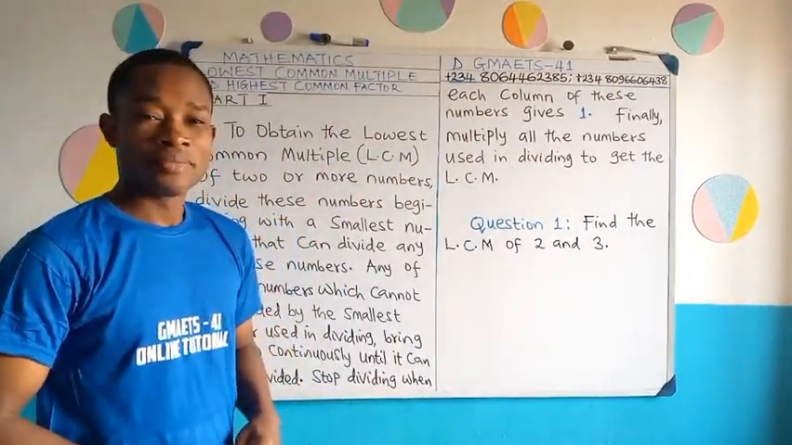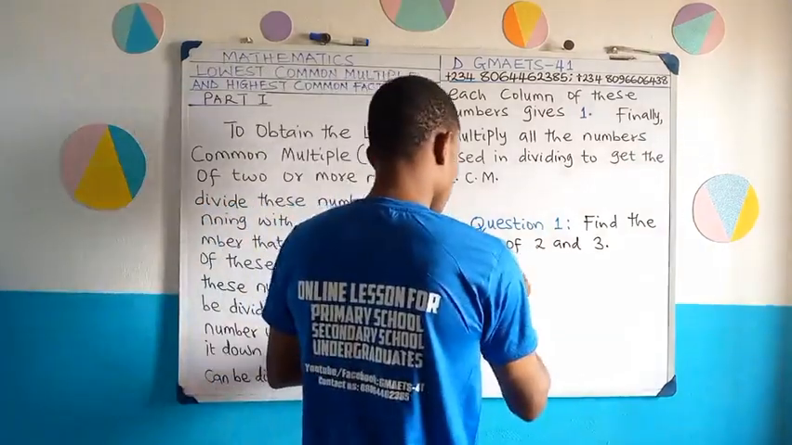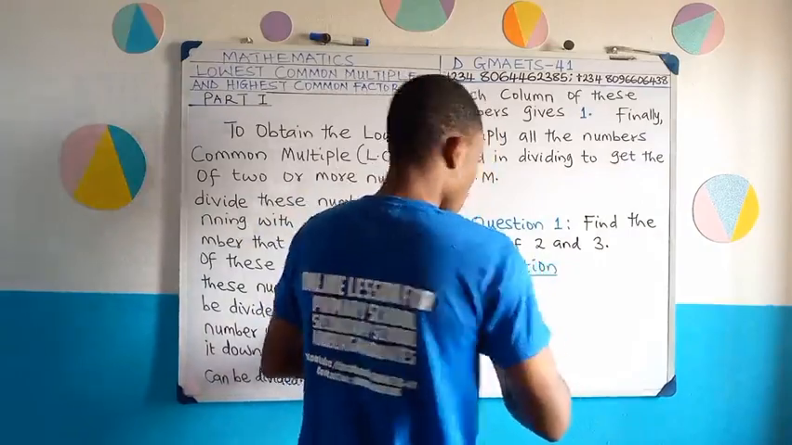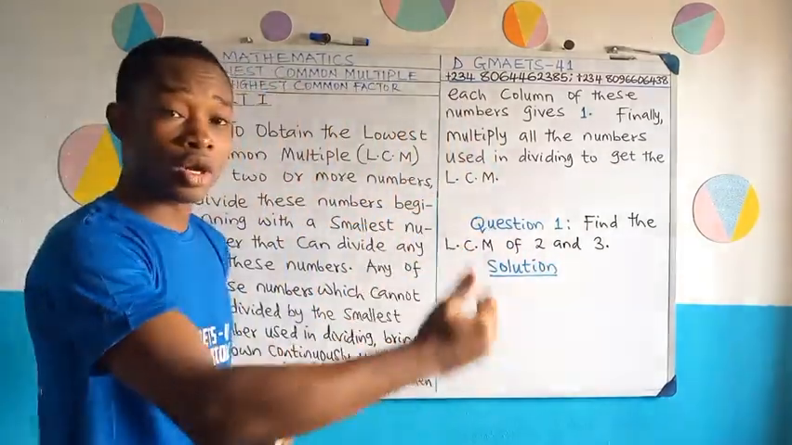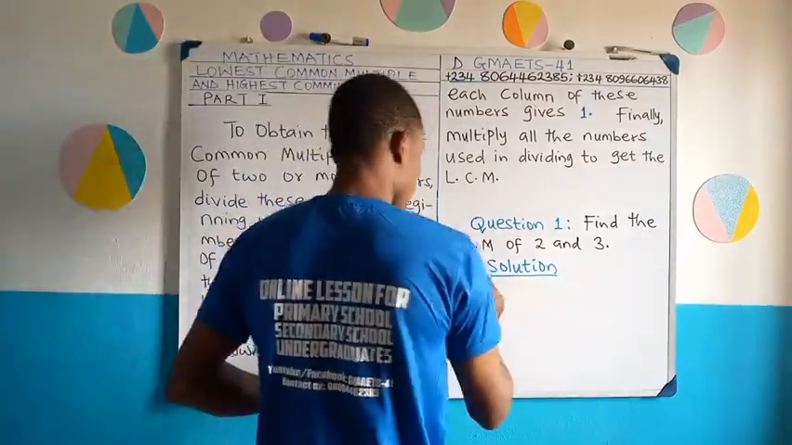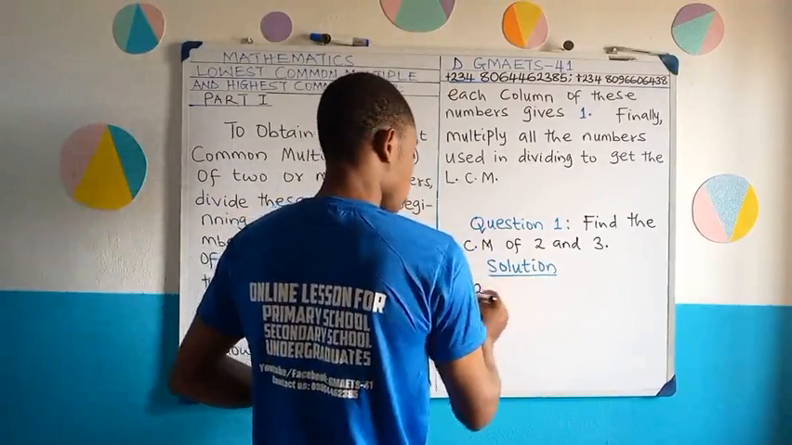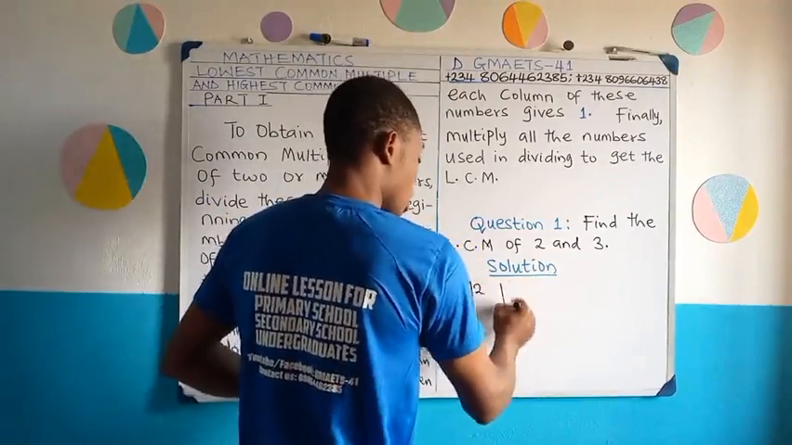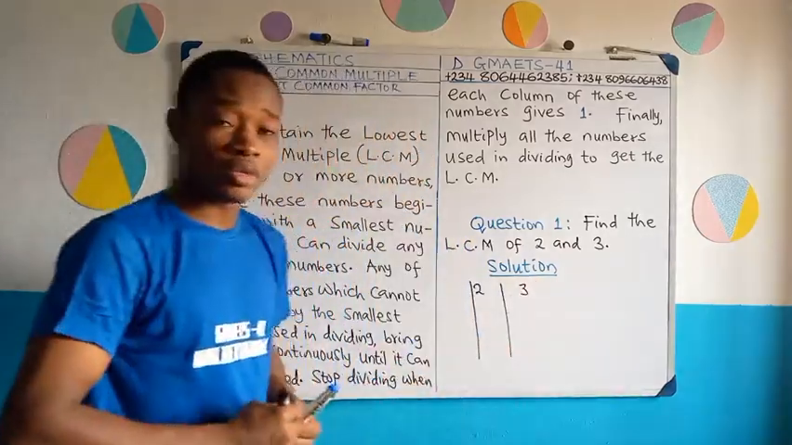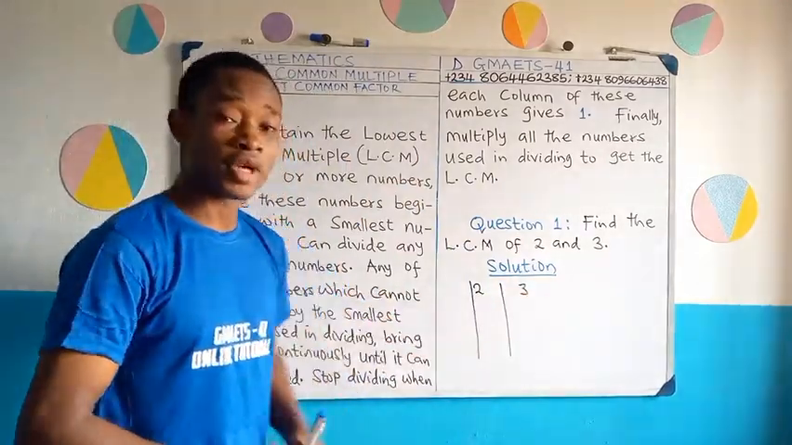Find the LCM of 2 and 3. Solution. What I will do is to create 2 columns because there are 2 numbers whose LCM I am to get. 2 and then 3. These are the 2 columns, one for 2, the other for 3.